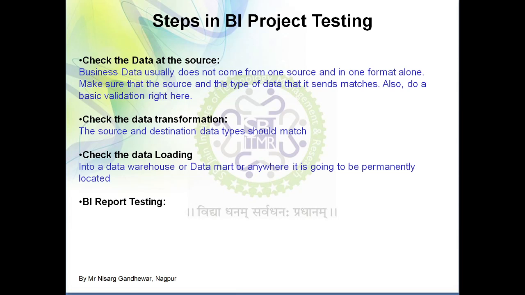And finally, BI report testing. Because the main objective of BI is to visualize the data in an appropriate format with the help of various charts and various reports, whatever report is being generated, we need to check it. So this is the final step in BI project testing. So these are the 4 steps involved in BI project testing. First, you need to check the data at the source. Then you need to check for data transformation. You have to check for data loading, and finally you need to test the report that is generated by using BI, whether it's generating the appropriate result, the appropriate report as per the user requirement or not.